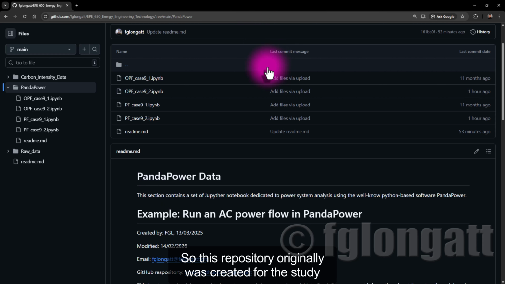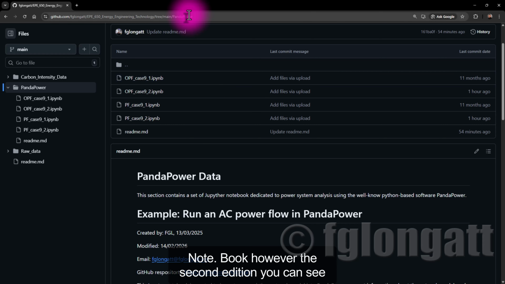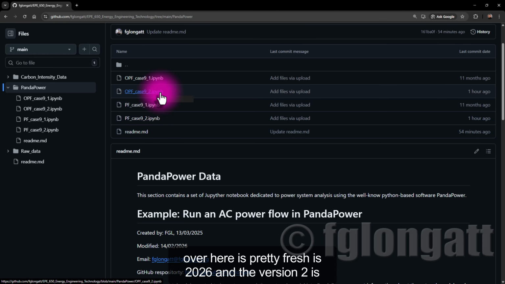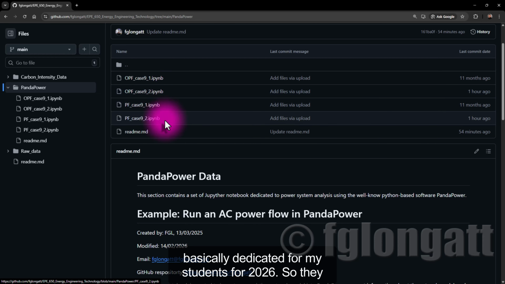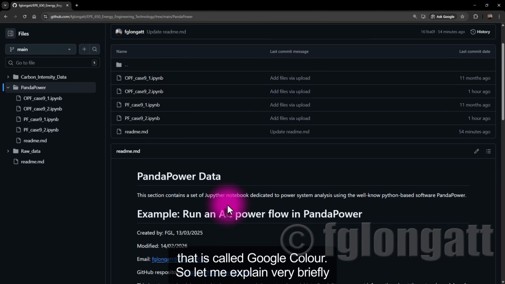This repository was originally created for study cases, for files that can be used inside Jupyter Notebook. However, the second edition you can see over here is pretty fresh, it is 2026. Version 2 is basically dedicated to my students for 2026, so they can run these amazing files in this web-based IDE called Google Colab, okay?